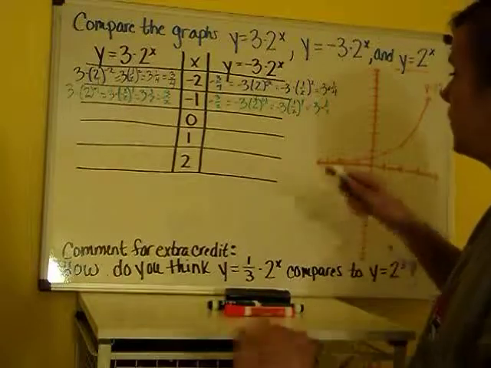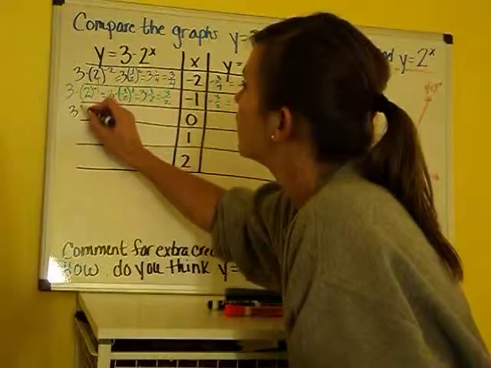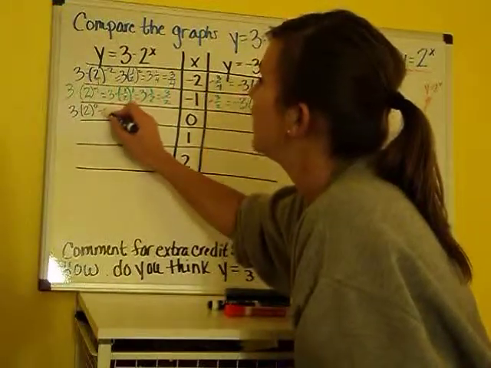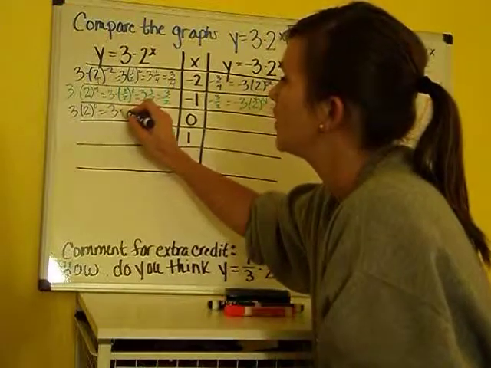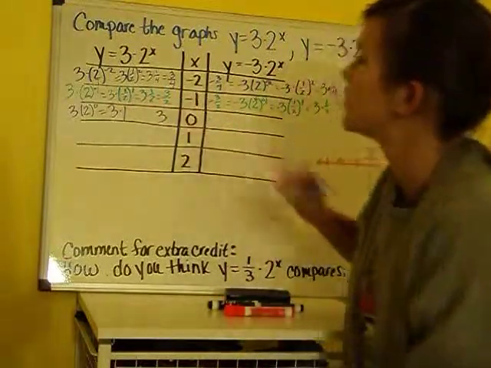Alright, 0. Here we go. 3 times 2 to the 0. Anything to the 0 power is 1. So we get 3 times 1, which is 3.